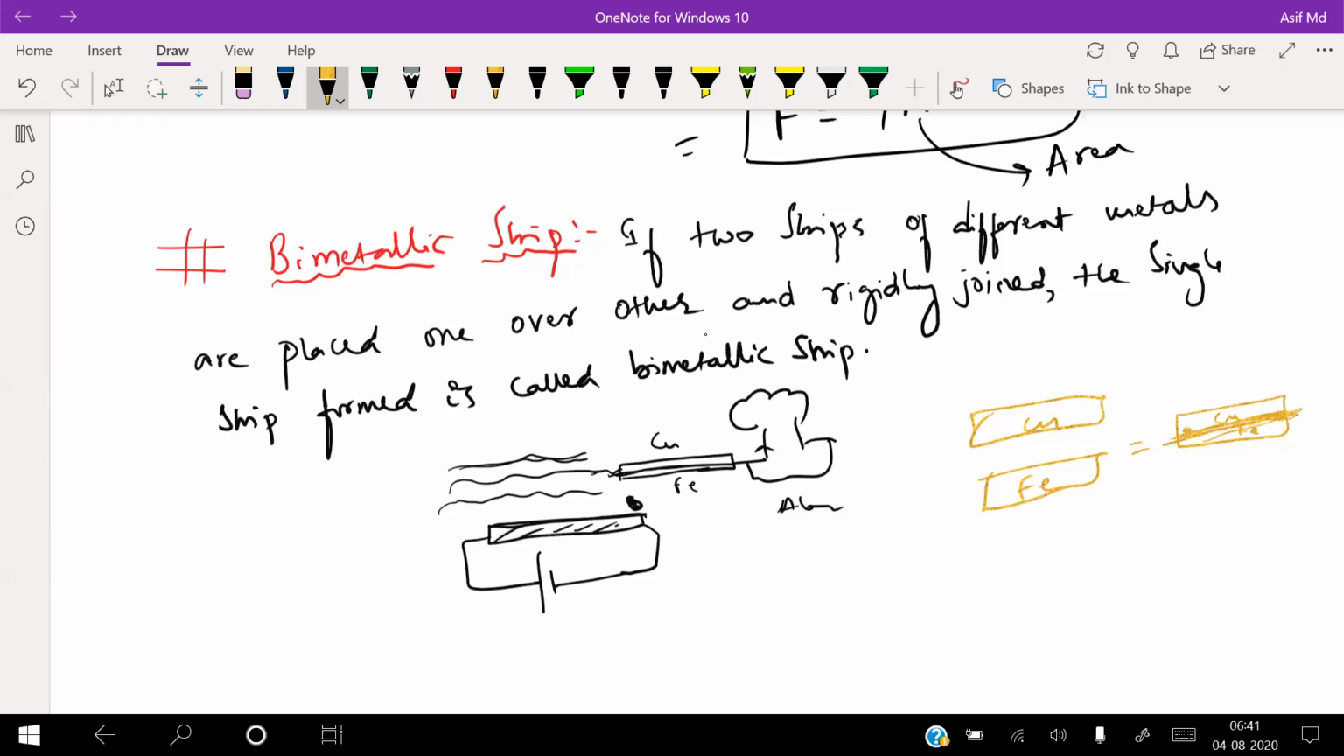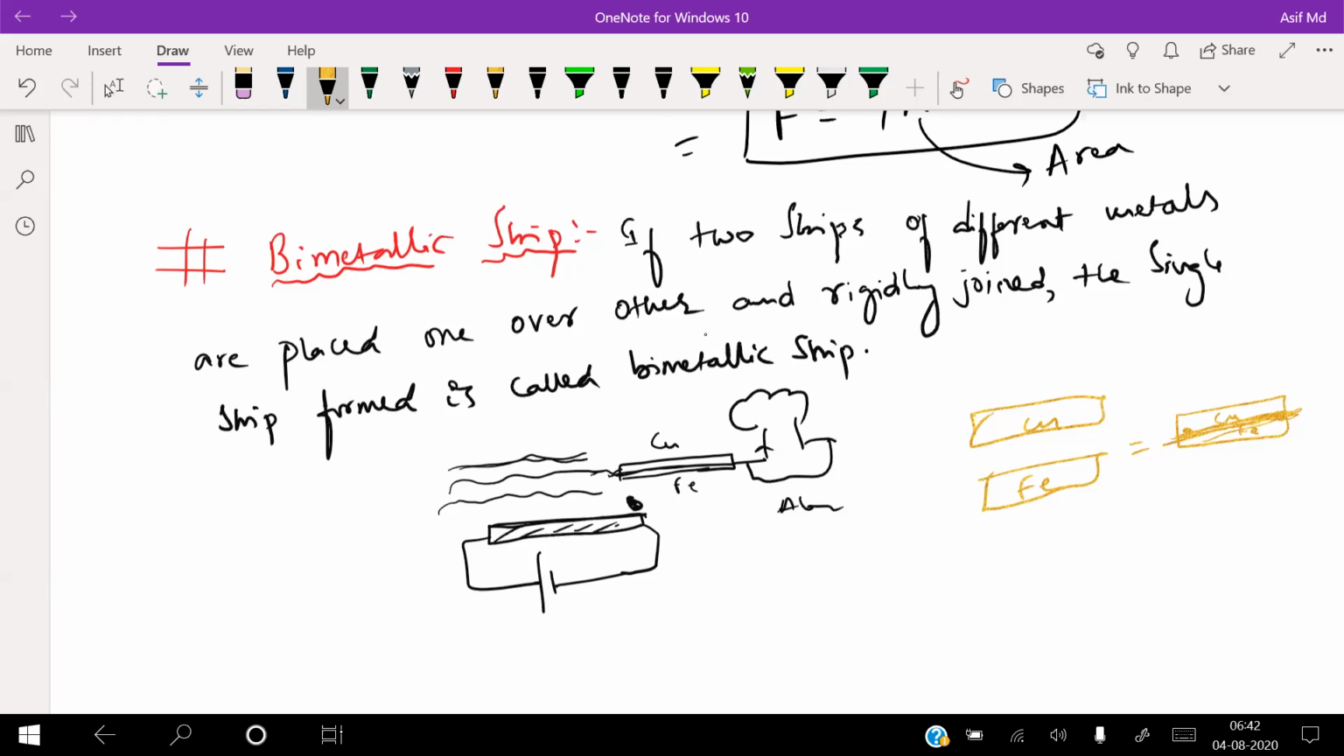So we can separate them also if we take it out, because this is man-made. Two different metals are being attached, so we can even detach them depending on our requirement. Not only copper and iron, I can use any other metal like brass also. Different metal combinations will give me a bimetallic strip depending upon the quality.